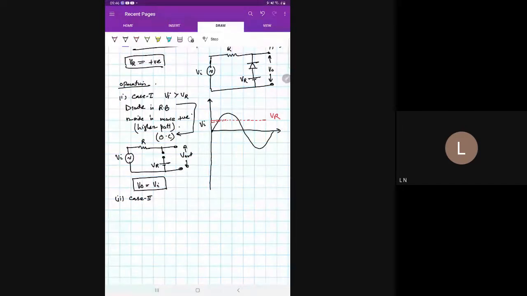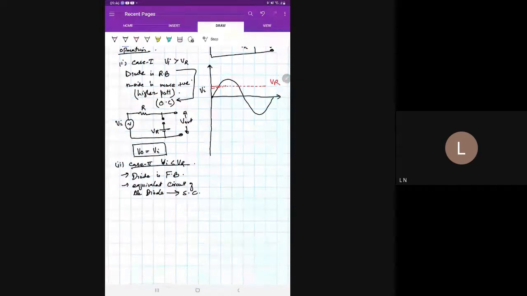Case second, if V input is less than VR, in that case, our diode is forward biased. Then the equivalent circuit of the diode will be a short circuit, if we are assuming the ideal diode model.